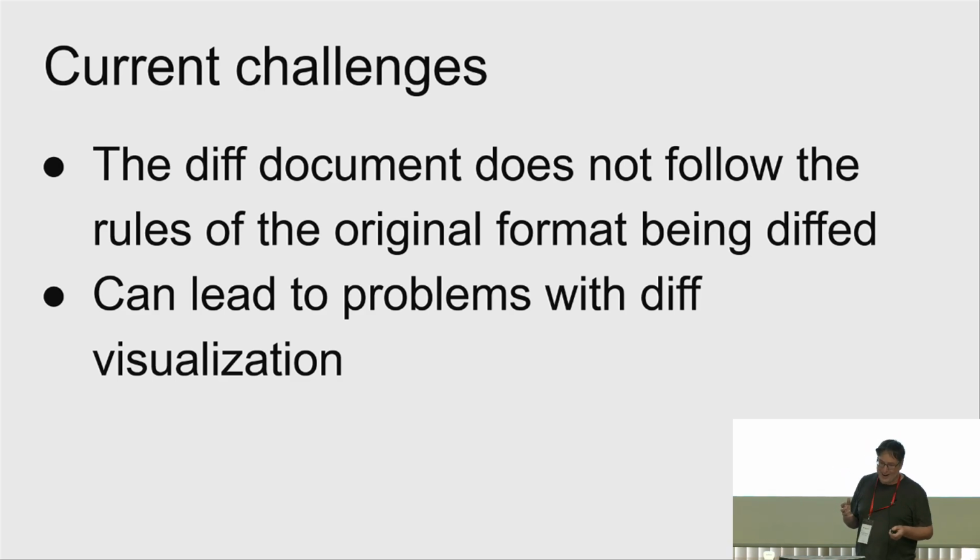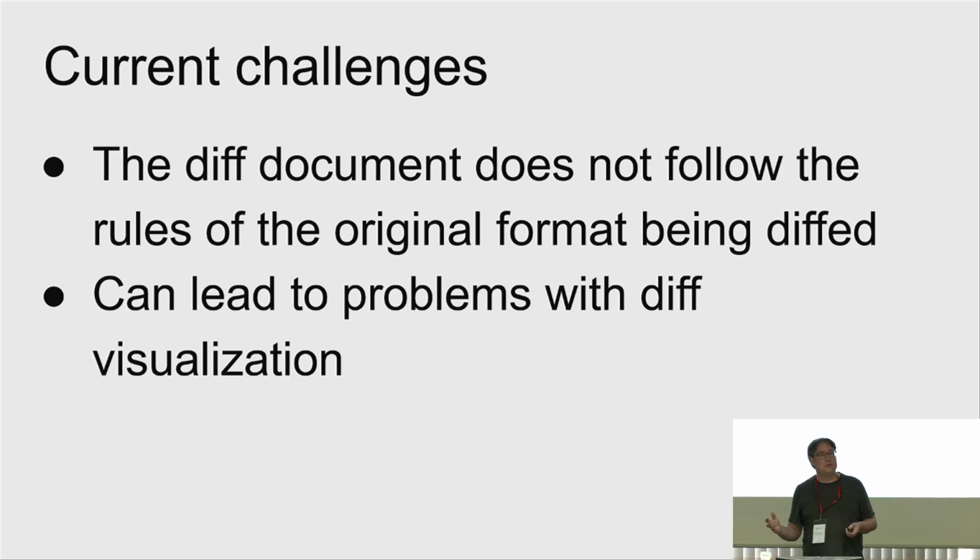But a use case turned up that we weren't really aware of initially: sometimes with the diff visualization, you don't want to visualize the diff as XML, but in the original rendering system, like you would render DocBook or something like that. And then you can run into issues with the rules of the document: certain modifications produce a diff document that is a valid XML document, it's a valid diff, but it's not a valid DocBook document.